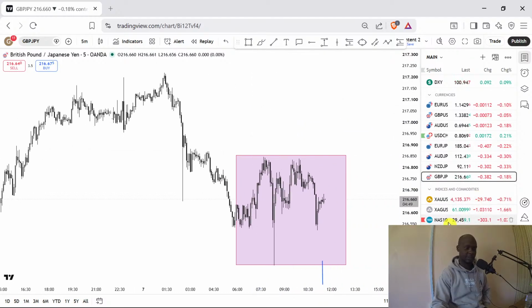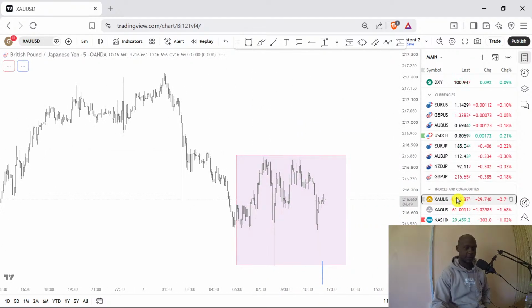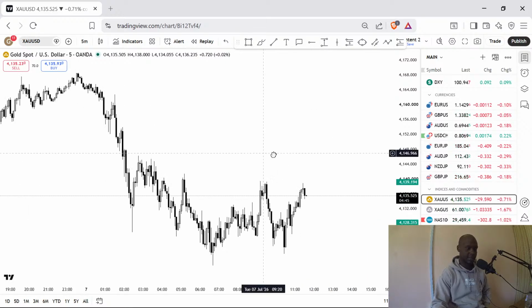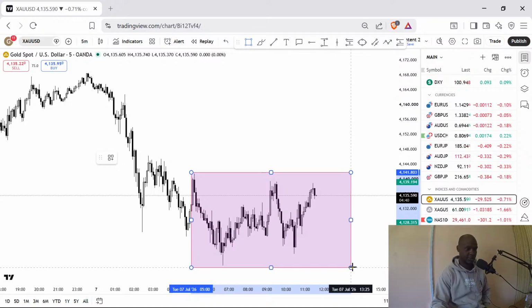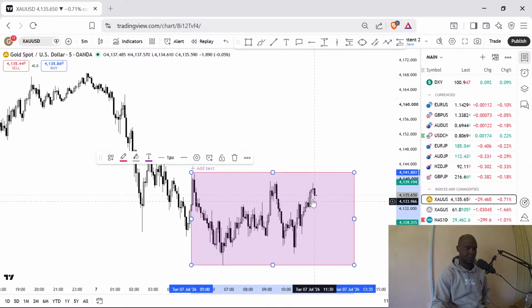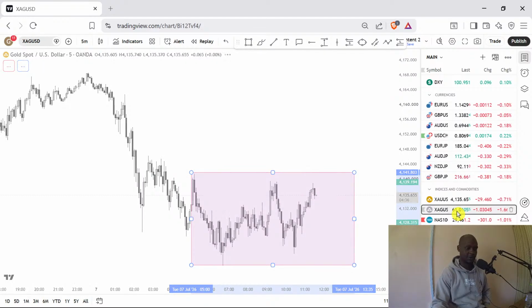I'll see if I can take shots to the downside. On gold, we are still in this corrective phase. The price is just moving sideways, so we'll have to wait and see how price is going to break outside of the consolidation.